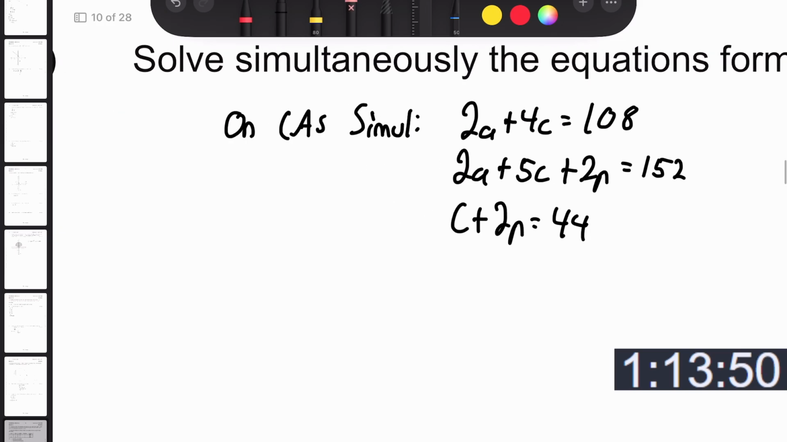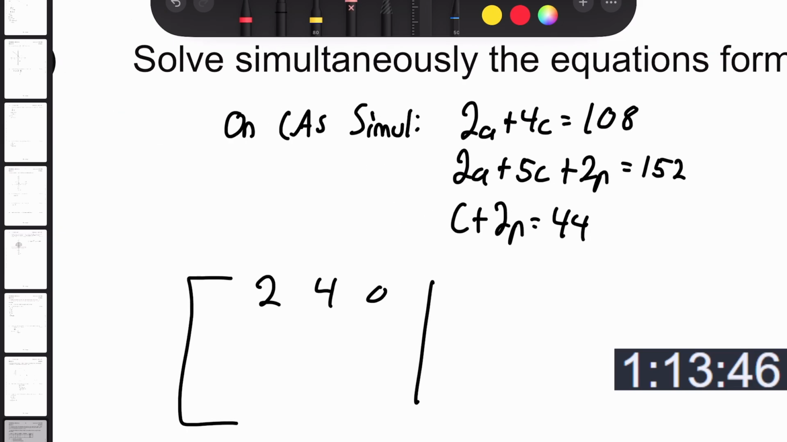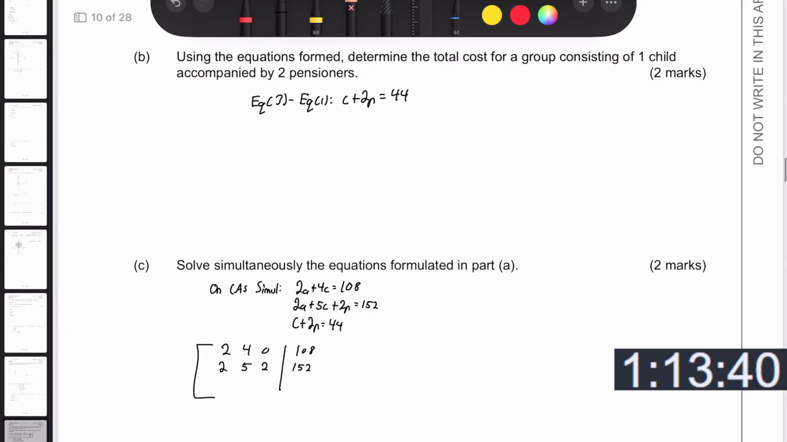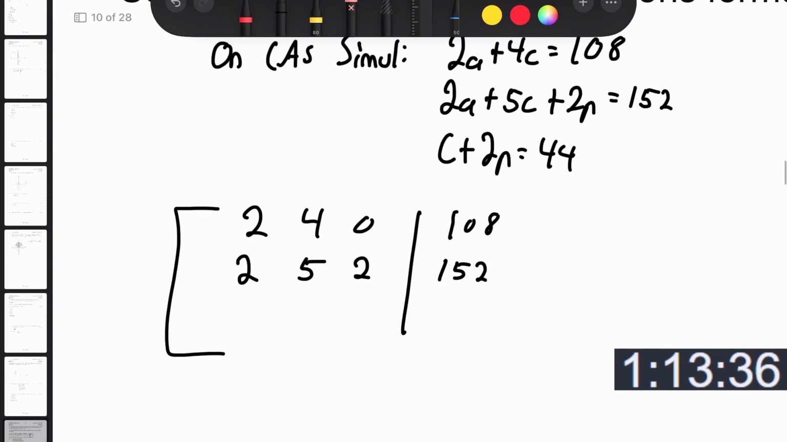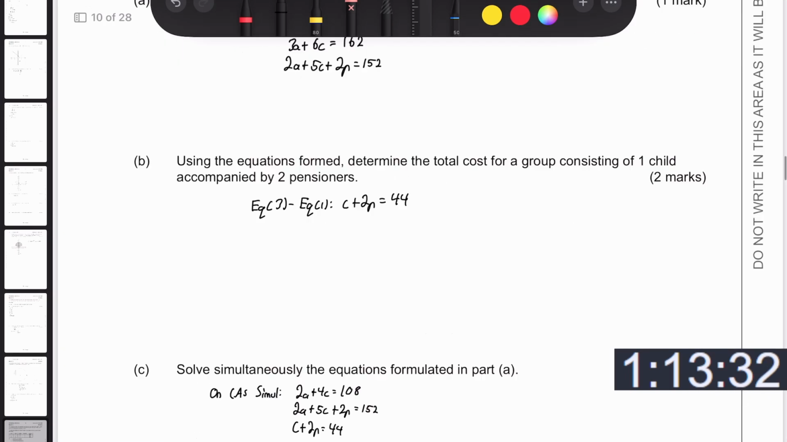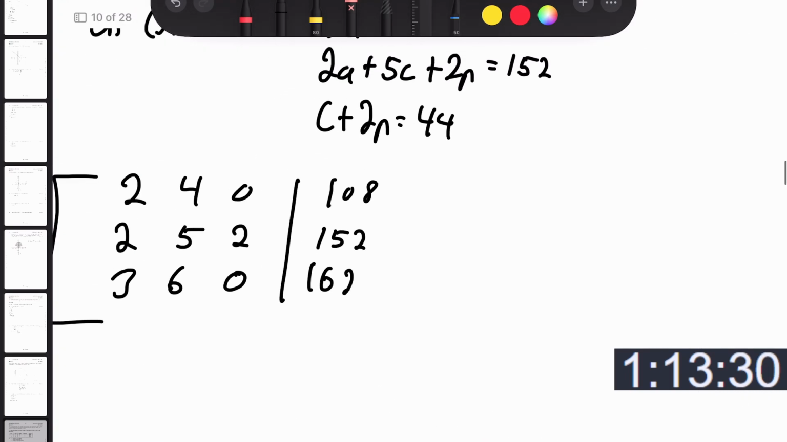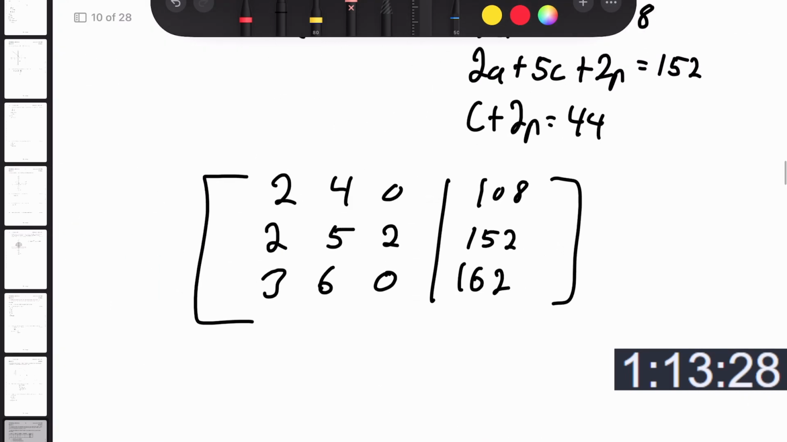If I did this as matrices, so 2, 4, 0 is 108, 252 is 152, and then 360 is 162. No, because that's just going to cancel that out.